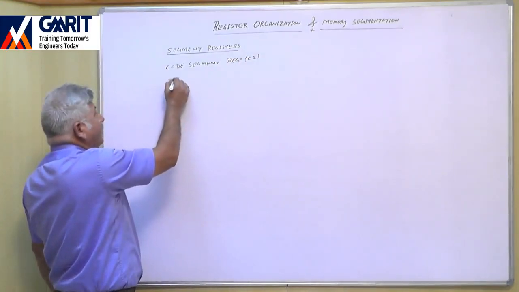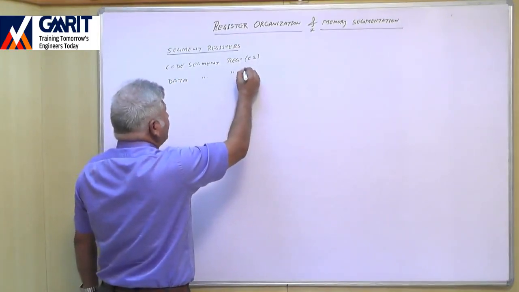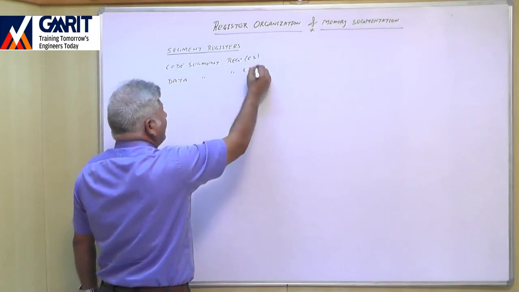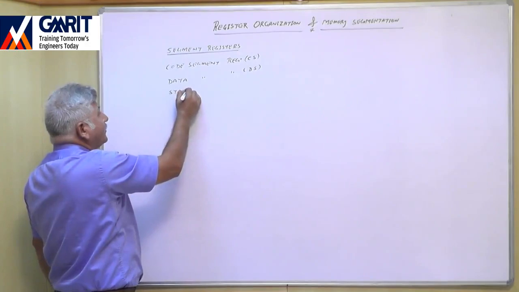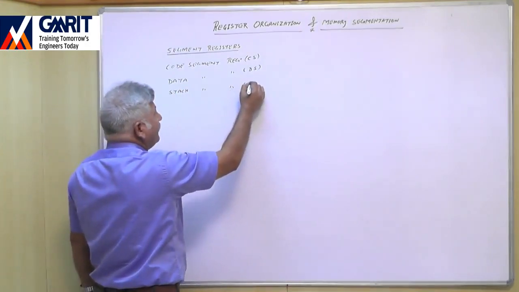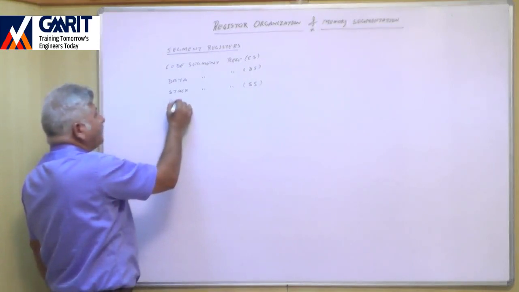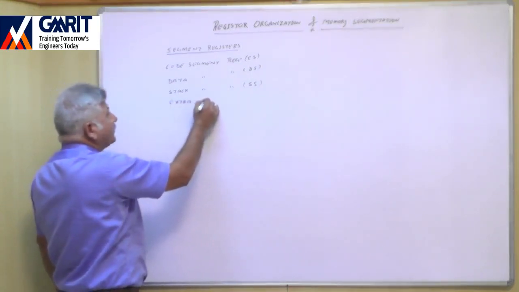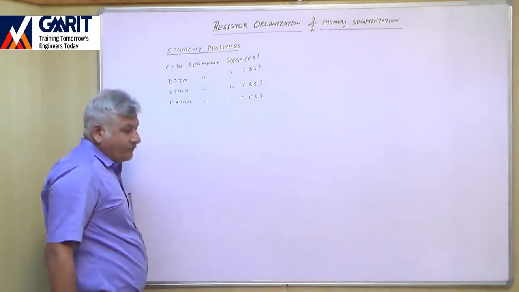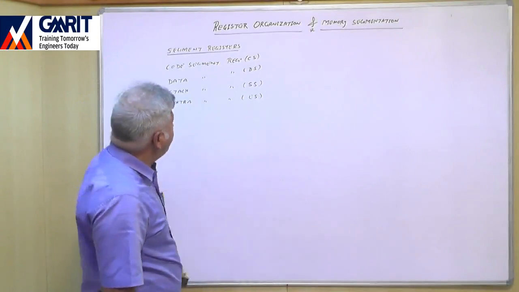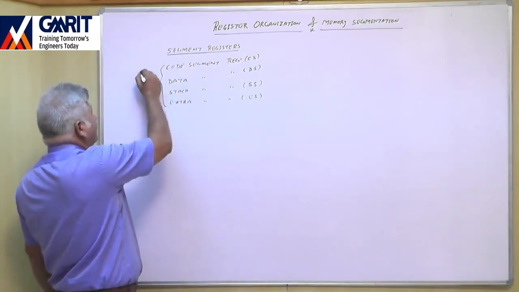Another is the data segment register, denoted by DS. Then the stack segment register, denoted by SS, and the extra segment register, denoted by ES. All these registers are 16-bit registers.